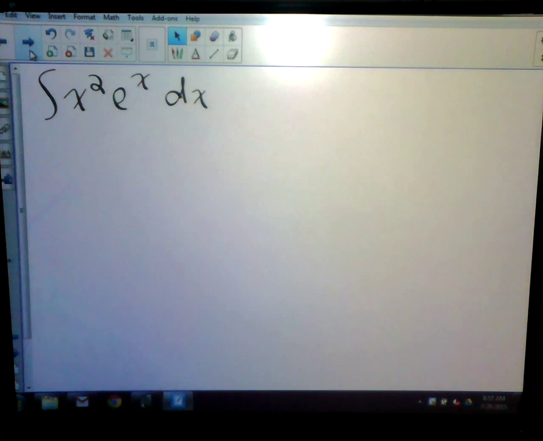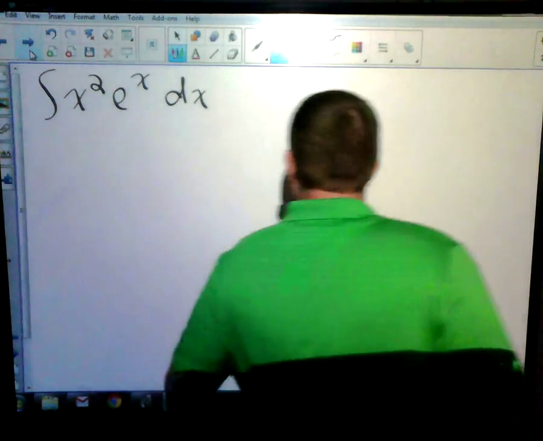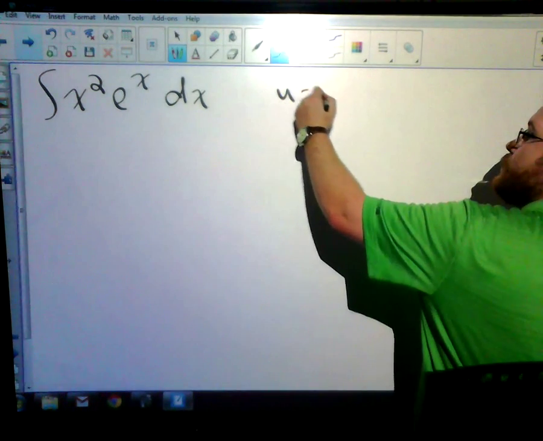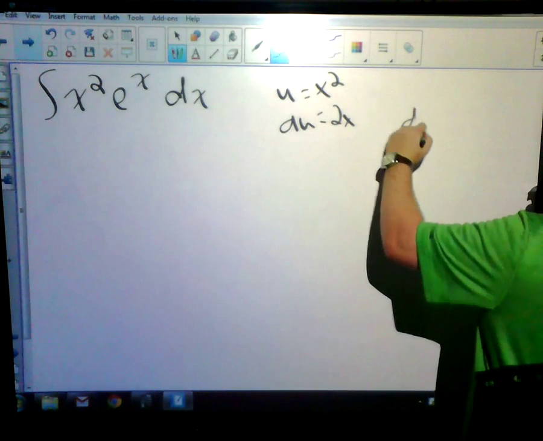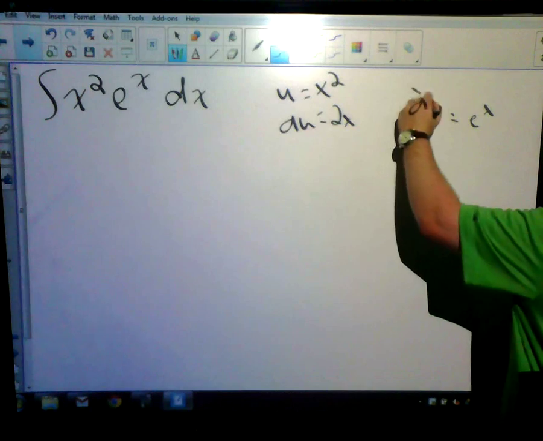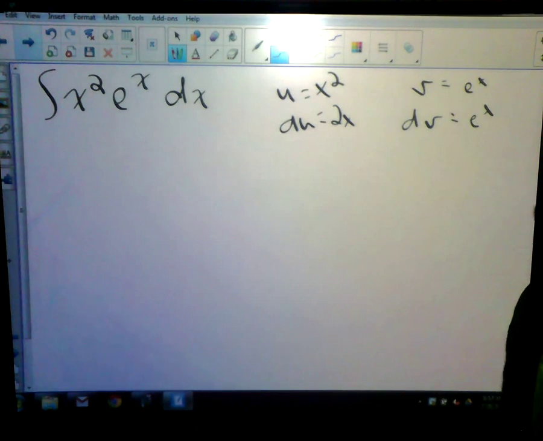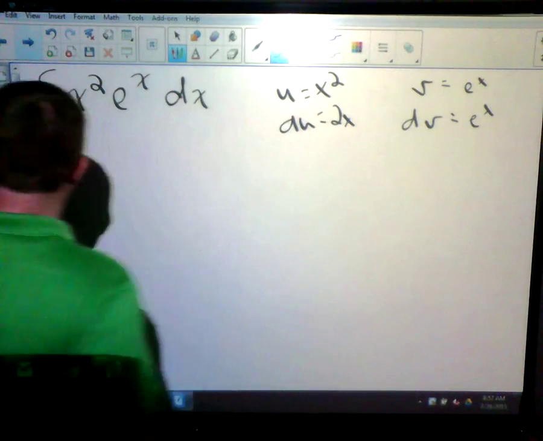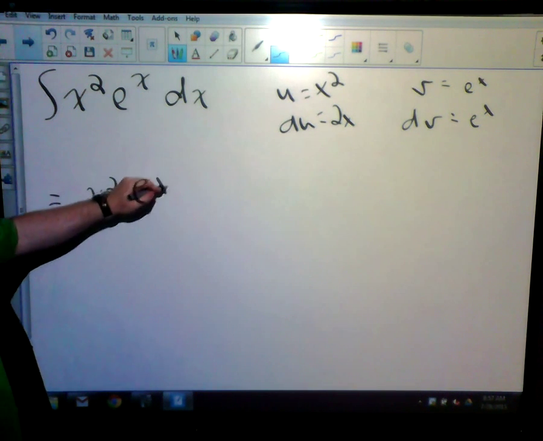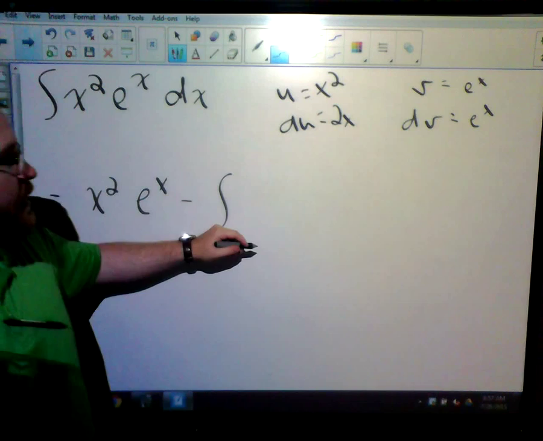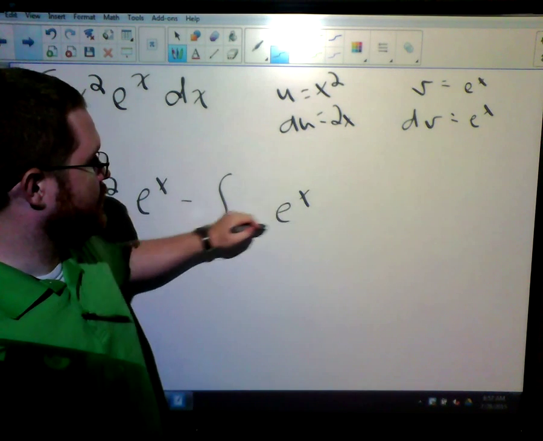Let's try this problem. I'm going to do it the long way, and then I'm going to show you a shortcut. So hopefully by now you know that u is x squared, du is 2x, which makes dv e to the x, v e to the x. So my formula says it's uv minus the integral of v du.